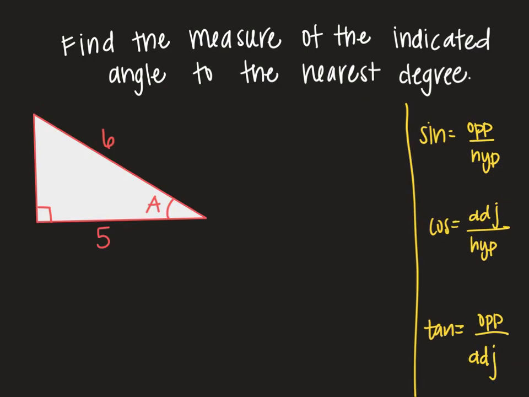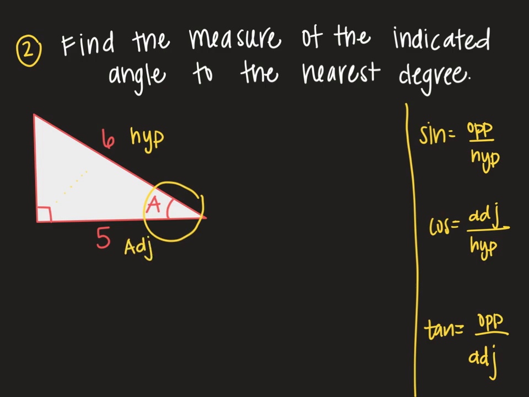So this is problem number 2. It says find the measure of the indicated angle to the nearest degree. So we're doing the same thing that we did before. First, label our picture. We have A as our reference angle, our given angle. We're going to label our triangle based on that. The side opposite the right angle is our hypotenuse. Then the other side next to the angle has to be our adjacent side.